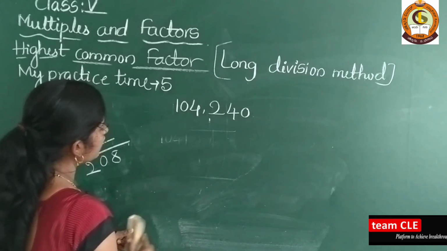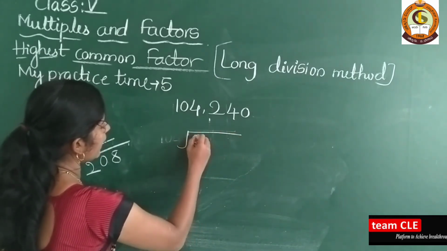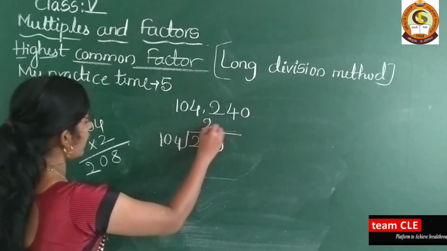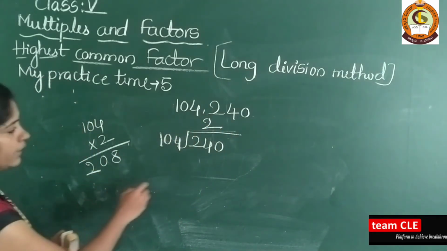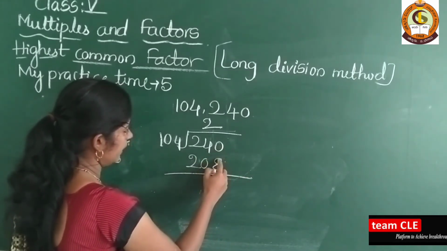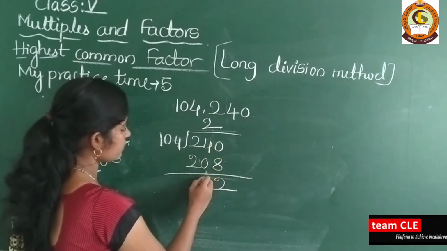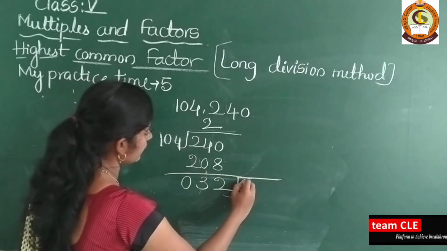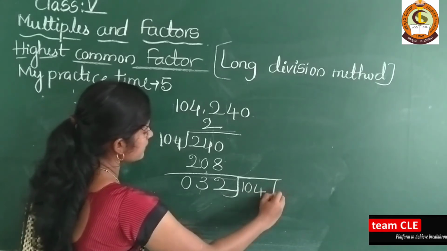Okay, so here 240 and here you write 104. 2s are, how much? See here, 208. So write here 208. 10 minus 8 is 2. 4 minus 1 is 3. 2 minus 2 is 0. Again you write here 104. Then just check it out.